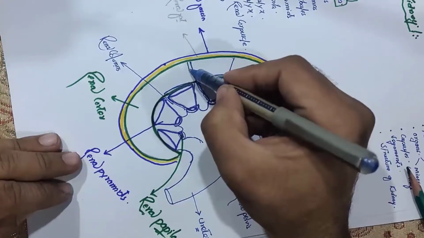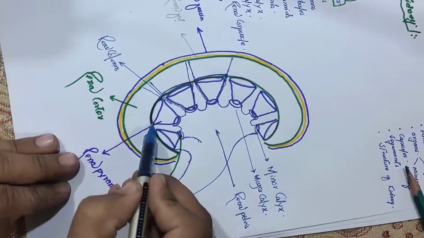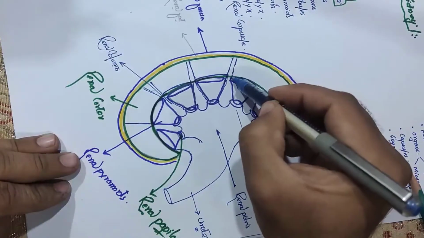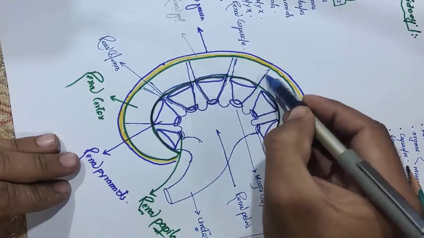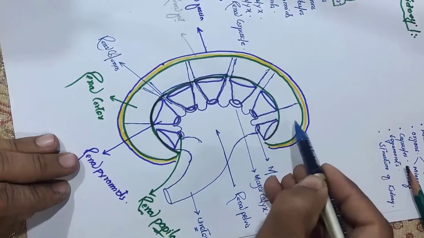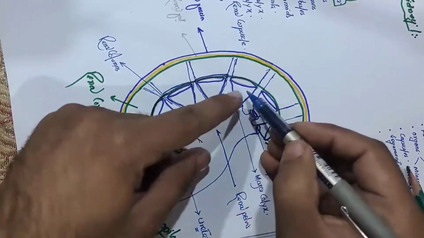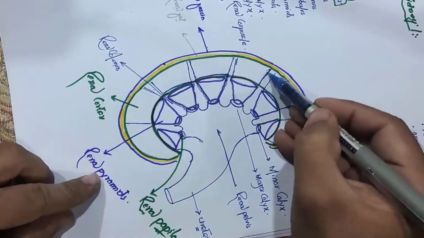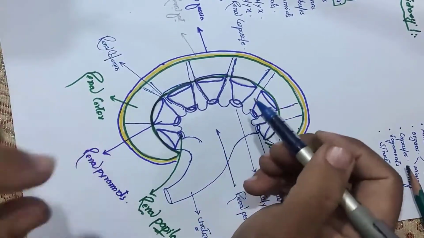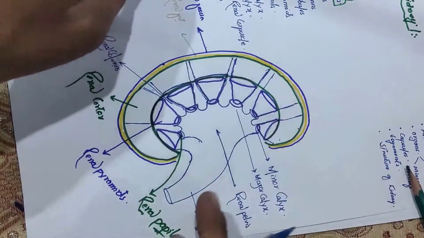So this is one lobe, this is another lobe, and here is the other lobe of the kidney, and here is also the renal lobes. My dear friends, I know you are understanding me. What I am saying is that along the pyramid you will go to the cortical part and you will take the part of the cortex also. So this is one lobe of the kidney. So these are the lobes of the kidney.